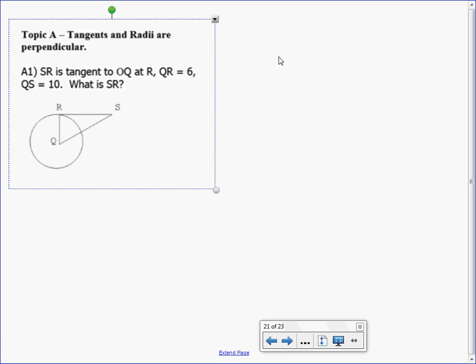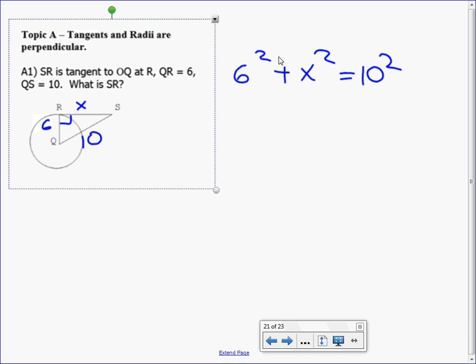Okay, so for this problem, we're told that SR is tangent to the circle with the center Q. So if a segment or a line is tangent to a circle, it makes a right angle. We're told that QR is equal to 6, QS is equal to 10, and we're going to figure out what SR is. So students have to use the Pythagorean theorem to figure out the answer for this. So 6 squared plus x squared equals 10 squared.